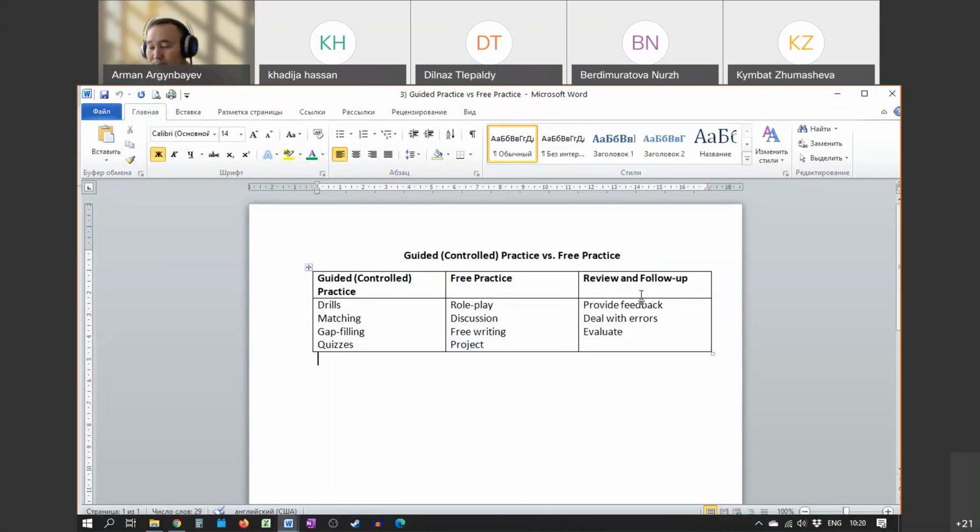Review and follow up. You provide feedback. You deal with errors, common errors and mistakes of students. And then you evaluate and assign homework. This is what we do.